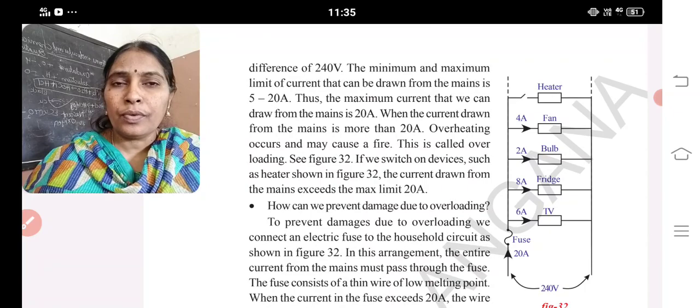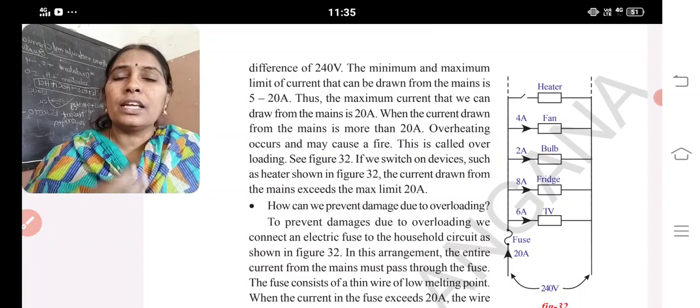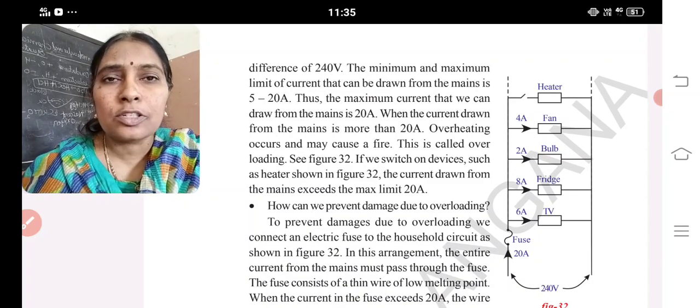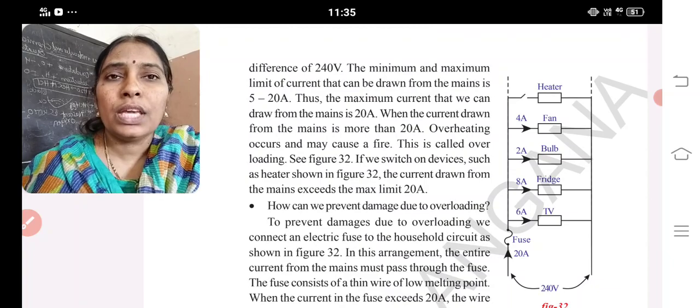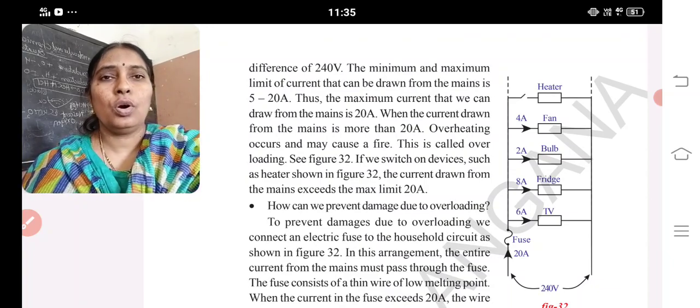What is a fuse? It is made up of a metal, but it starts melting at a low melting point. So with less current, it starts melting. When it melts, it creates a gap. Then the circuit breaks down. When a circuit breaks down, the current supply stops. So in this way, we can save our electric appliances from the overload.